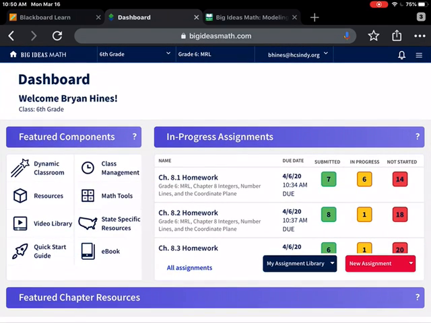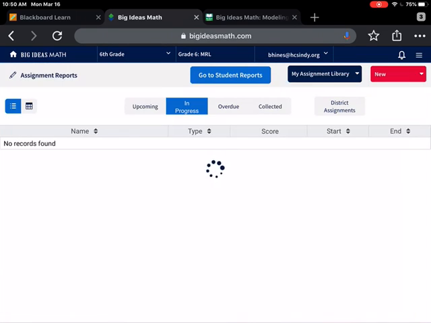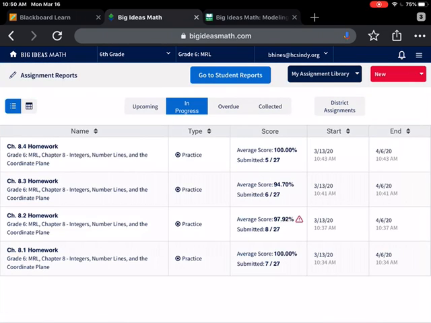Okay, so here's your dashboard. I want to show you a couple of things. First of all, if I click over here, let's look at your assignments. So these are your assignments for the next 2 weeks before spring break. You have 8.1, 8.2, 8.3, and 8.4. As you can see, the end date over here on the right is 4/6, which is the Monday after spring break. So you have plenty of time, but do not wait till the end.